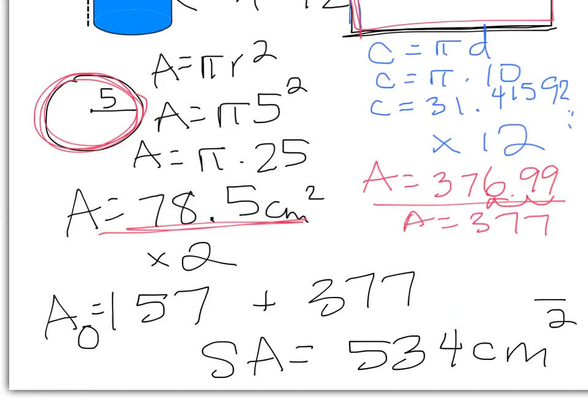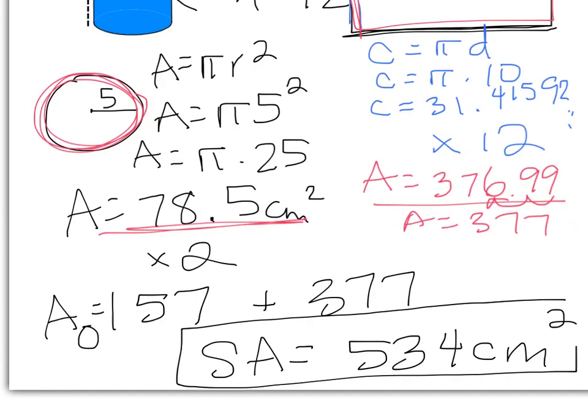And now remember, area is units squared. So since it's surface area, we have our centimeters squared. Let's look at another.